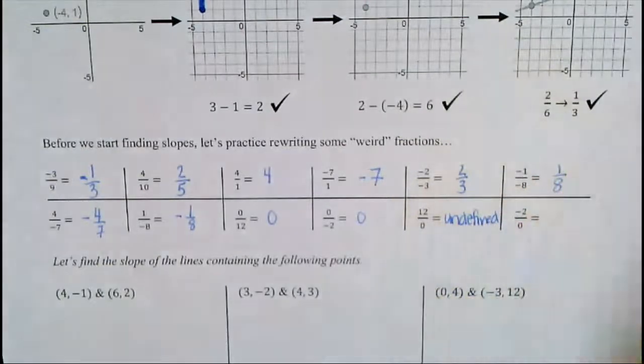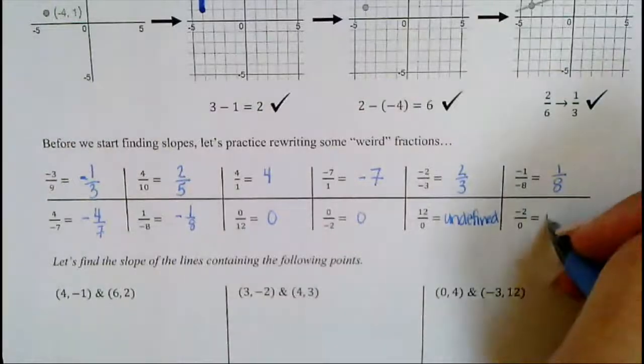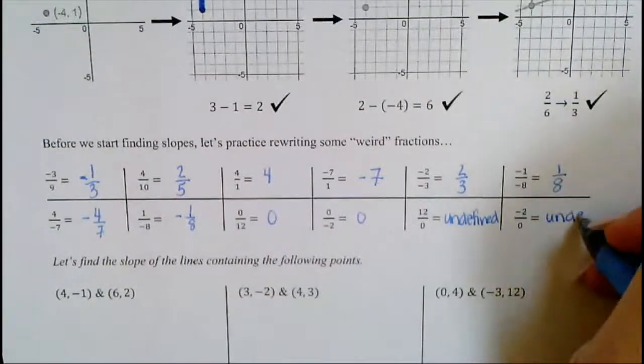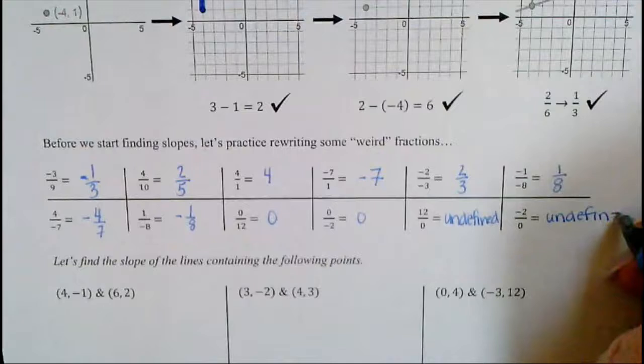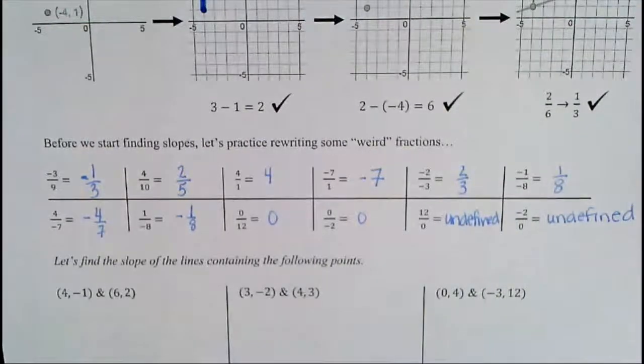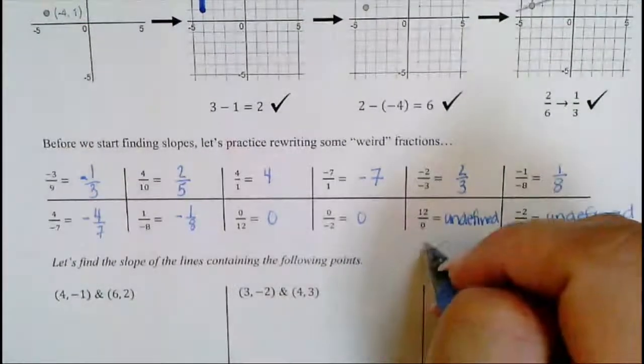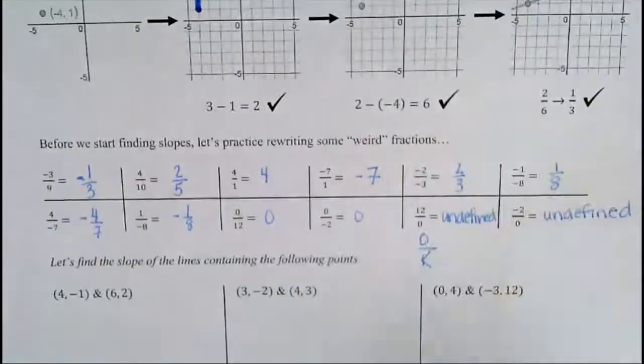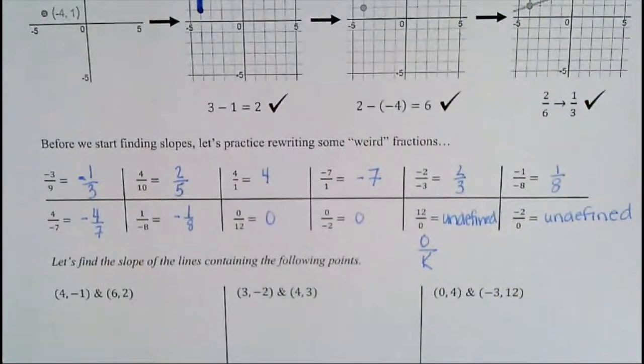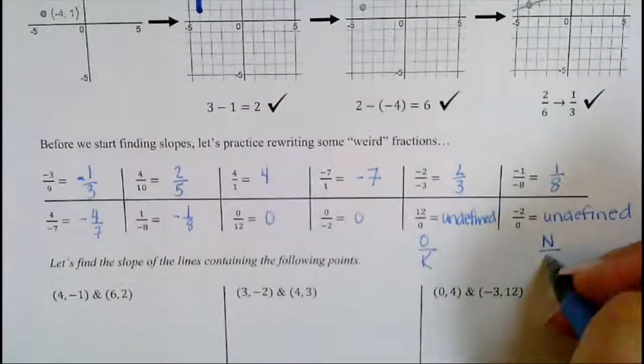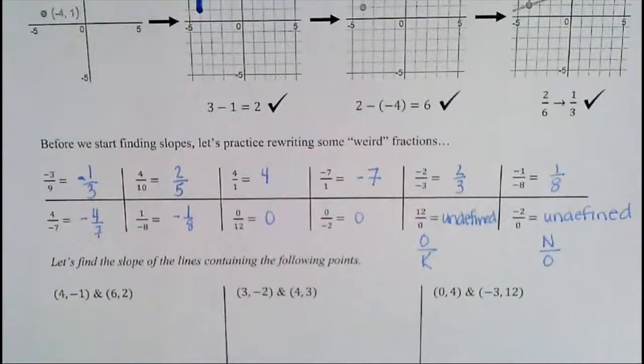Let me give you a little trick to remember that. When 0 is in the numerator, that is okay. When 0 is in the denominator, that is a no. You are going to get undefined. You are not allowed to have 0 in your denominator.